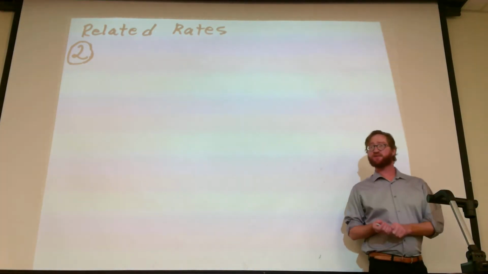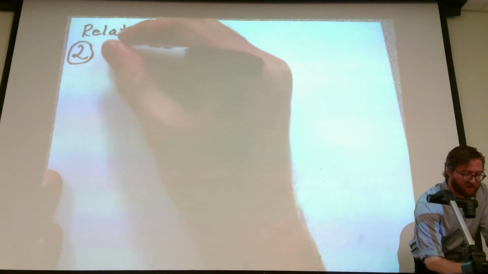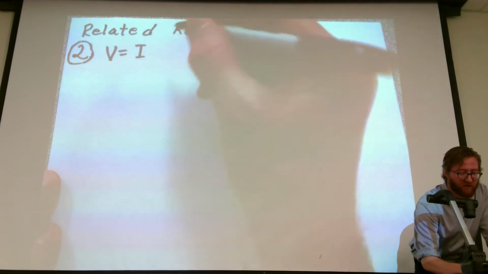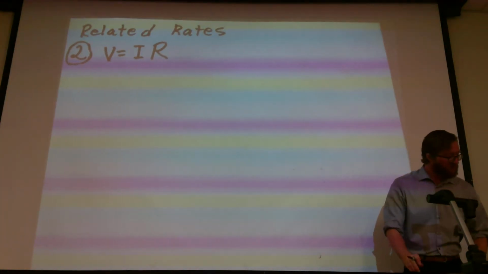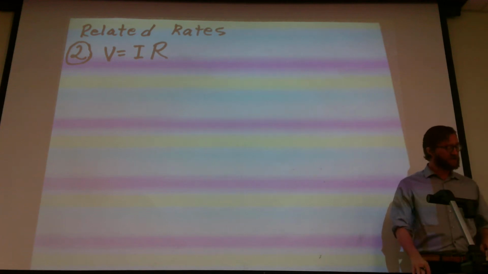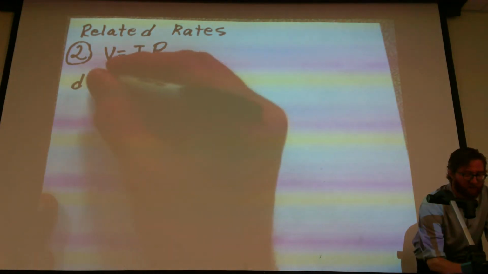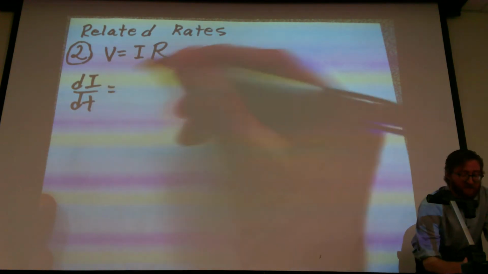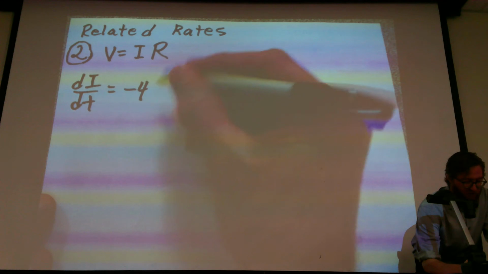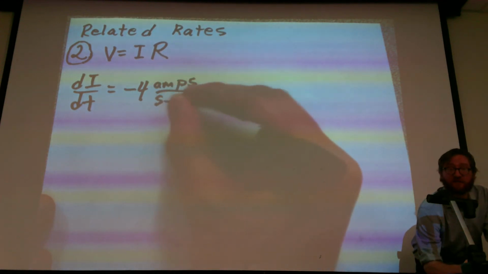Okay, so related rates, problem number 2. Once again, this is going to be Ohm's law. So voltage is going to equal current multiplied by resistance. The problem states that the current is decreasing at 4 amps per second, so that's telling me that the changing of the current with respect to time, right now it's decreasing, so that's going to be negative 4 amps per second.